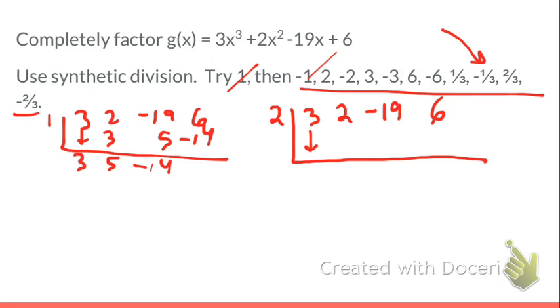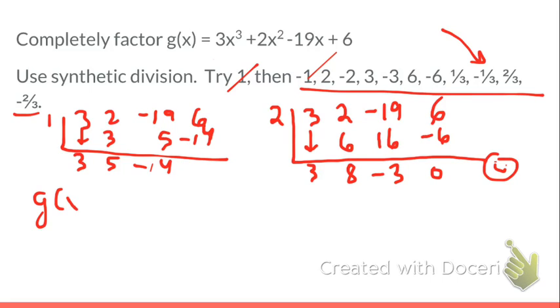So we bring down the 3, multiply, add, multiply, add, multiply. So we get a remainder of 0. Yay, that's awesome. So that means x minus 2 is a factor. So now I can take g of x, and I know that g of x is equal to x minus 2, because 2 is a zero, times 3x squared plus 8x minus 3.